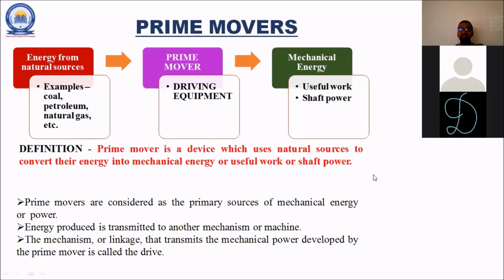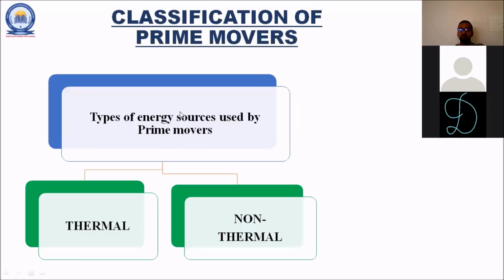Proceeding further with the discussion of the prime mover, the next topic is the classification of the prime movers. So friends, if we understand the definition of the prime mover, one point we can conclude that the output of the prime mover is fixed, and in the output we are getting either the mechanical energy or the useful work or the shaft power. But we can change the input to the prime mover.